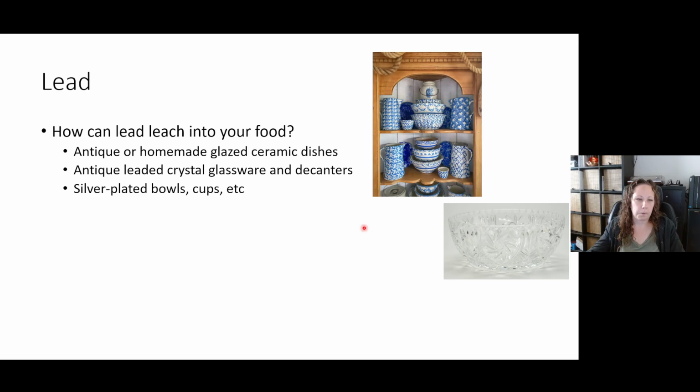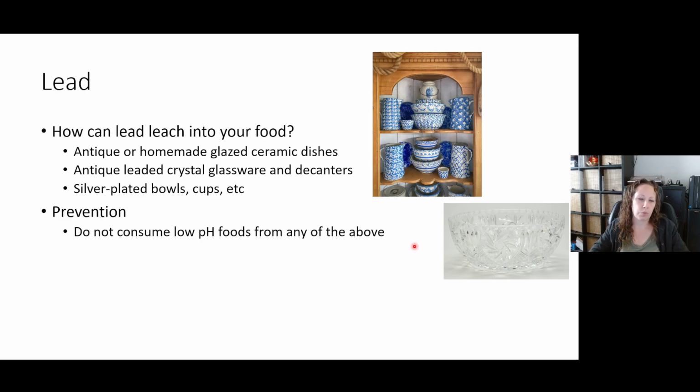And then silver-plated bowls, cups, etc. A lot of that antique silver-plated stuff, the base metal is lead, and then it was coated with silver. So if there's any nicks or scratches in it, and especially if you add something acidic to it, you risk lead leaching out and getting into you.